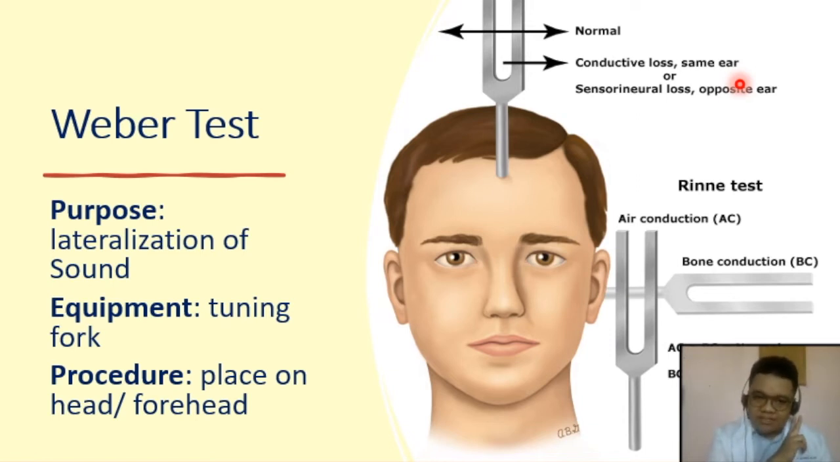Try to think. Now, I said impacted cerumen. So class, when I say impacted cerumen, is it conductive or sensory neural hearing loss? It's conductive hearing loss. Because it's conductive hearing loss, where do you think will the sound be louder when I'm doing the Weber's test? It will be louder on the right ear, on the affected ear. Good on that.